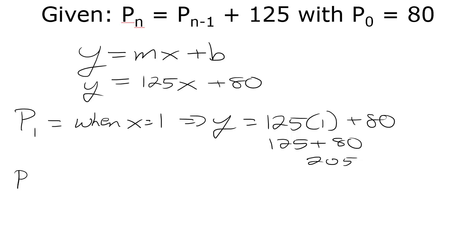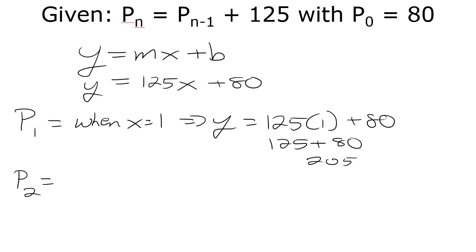And then the same thing for p sub 2. They would lead you to believe that you first have to figure out what p sub 1 is, now it's 205, and then put it back into the recursive formula and go, okay, well now p2 is p1 plus 125. Just like if they wanted to do p1 the recursive way, we go, well, p1 is p0 plus 125, so it's going to be 80 plus 125, and we get 205.